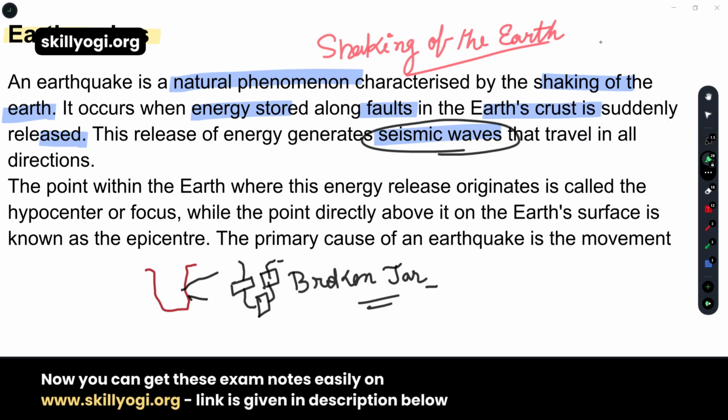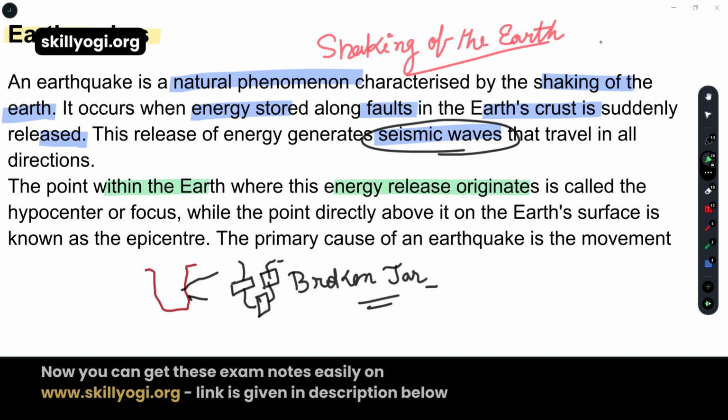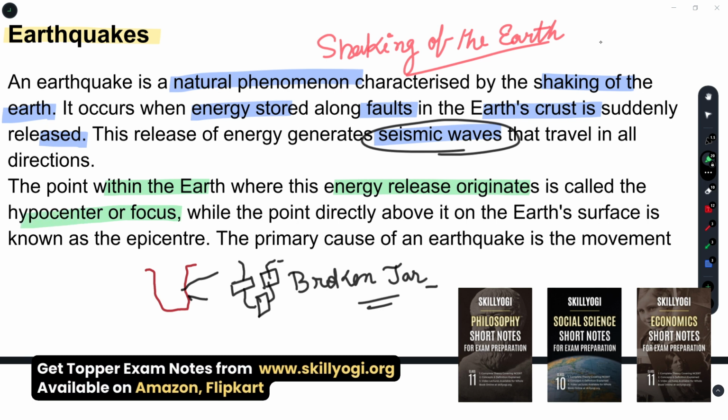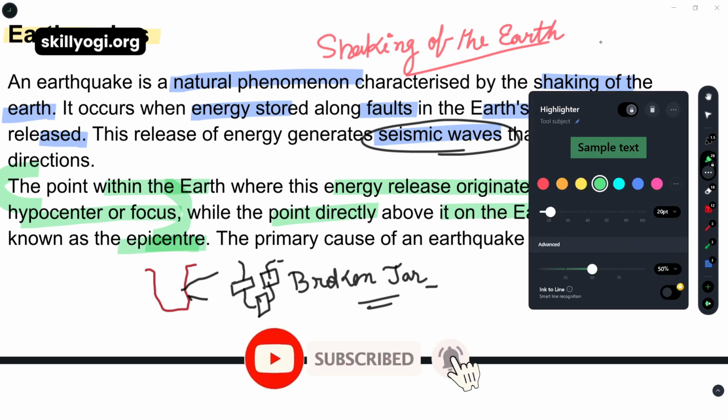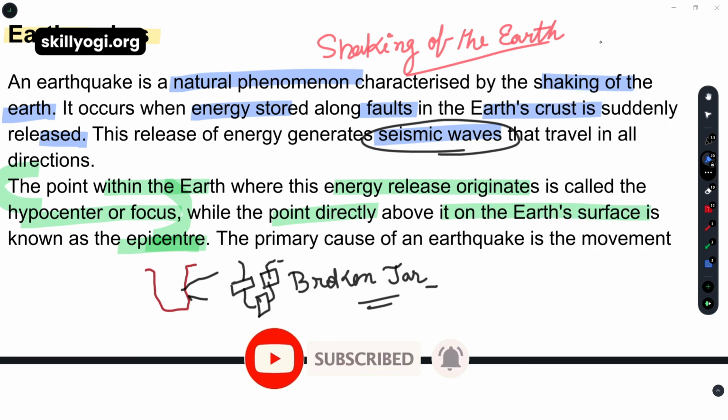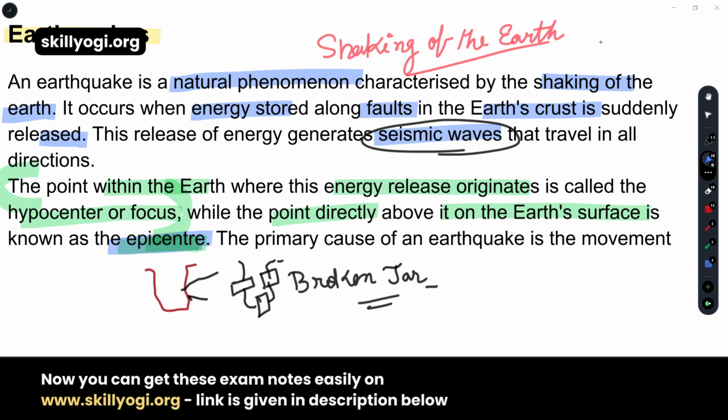Come to the next part: the point within the earth where the energy release originates is called the hypocenter or the focus. Very important point. The hypocenter or the focus is where the energy releases. While the point directly above it on the earth's surface is known as the epicenter. If I am using another ink, it's called the epicenter. The first one we have learned is the center of the focus, and the second is the epicenter.